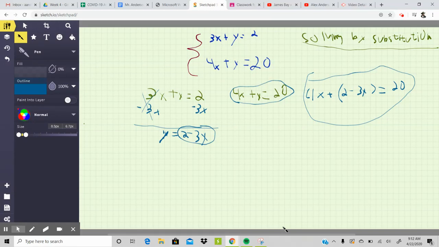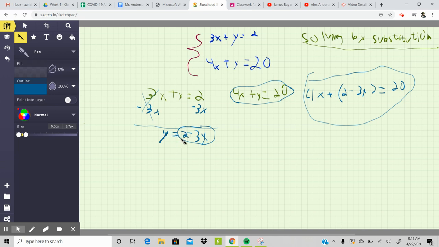All right, so continuing where I left off. So again, I solved for y, and then I substituted what y is equal to, because again, I'm trying to get the idea into your brain that the equal sign just means these two things are essentially the same thing.